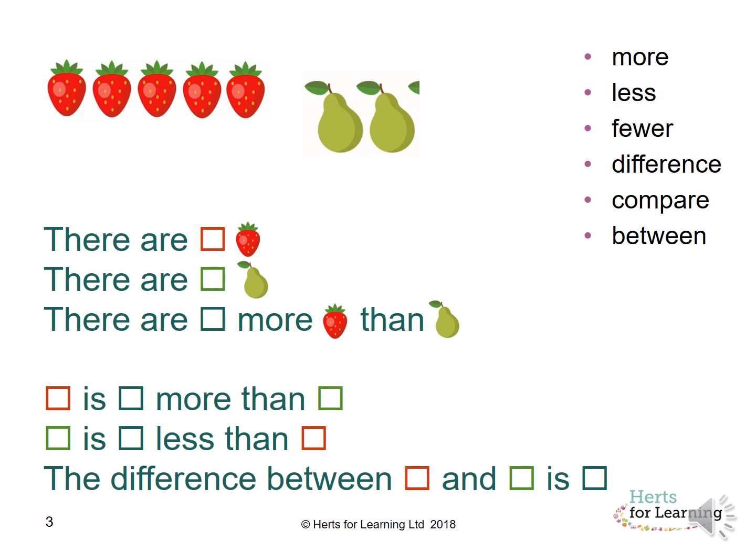Okay, back to our fruit. So I want you to fill in the number sentences, fill in the frames, try to use some of that language. So there are how many strawberries, there are how many pears, there are how many more strawberries than pears, first of all.